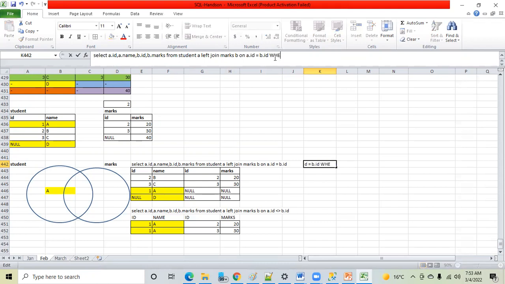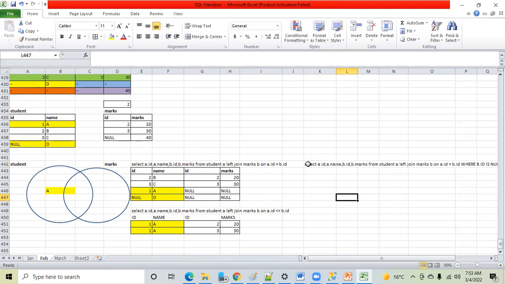Where B dot ID is null. B dot ID is null. Okay, this is what you were telling. Is this the correct query? You all agree?